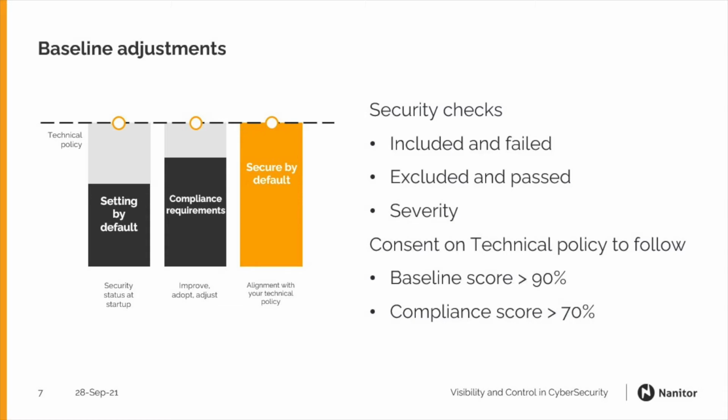But by adjusting those baselines and excluding certain checks, and of course by also really doing the work and configuring your devices properly, by the end of the day you should have a baseline score which is higher than 90% and a compliance score which should be around 70% or higher.